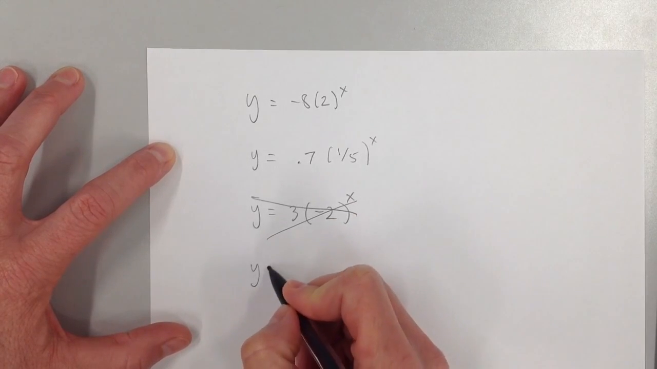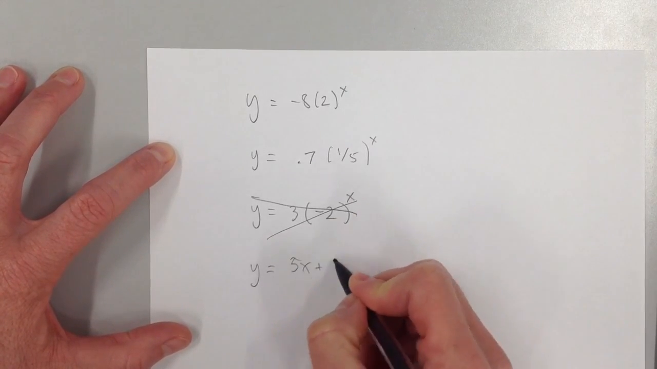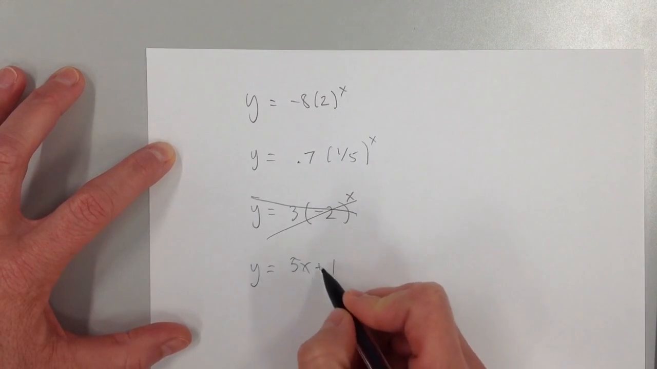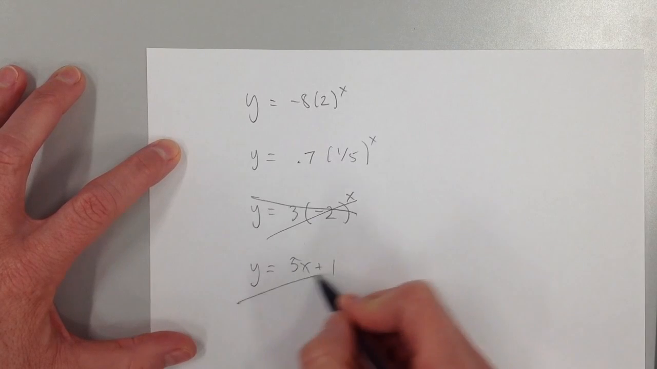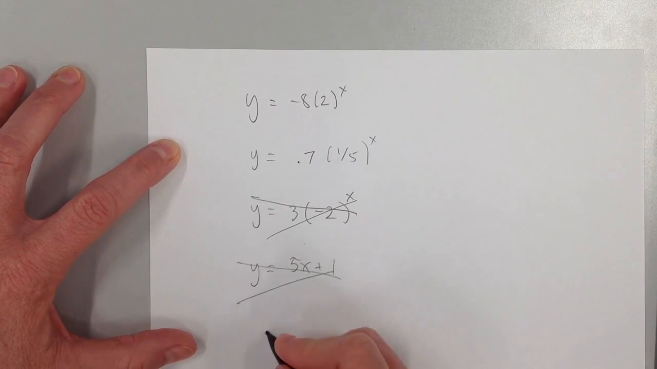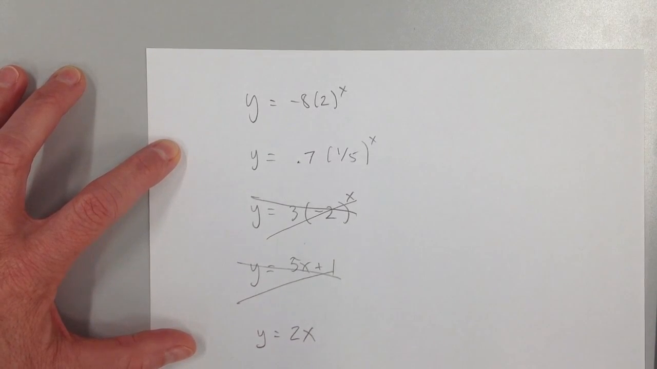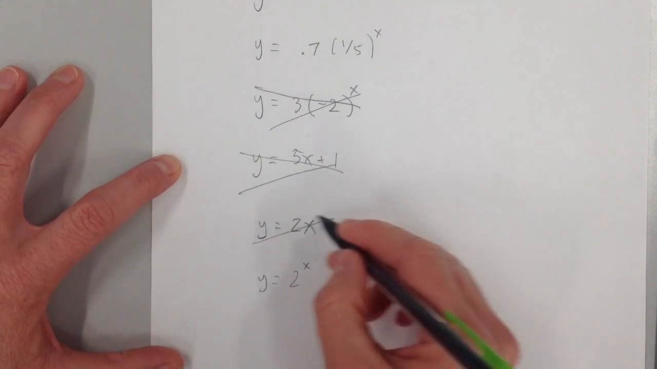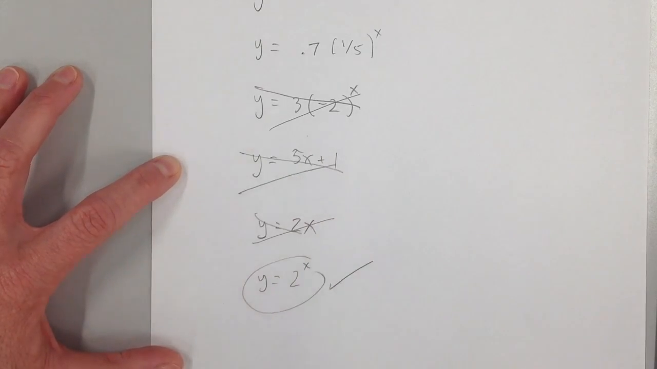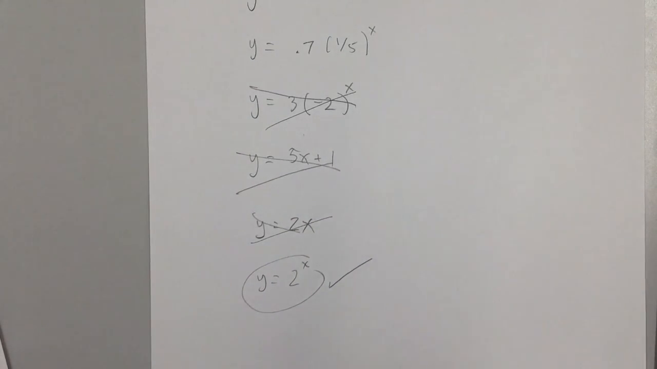If I have, say, y equals 5x plus 1, that's not an exponential function because the x is not in the exponent. Okay, so that's not an exponential function either. y equals 2x. Well, that's not an exponential function because this x here would have to be in the exponent if it were an exponential function. Okay, so this one is not, and this one is.